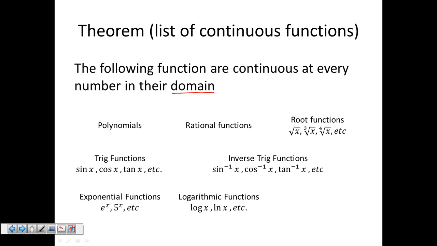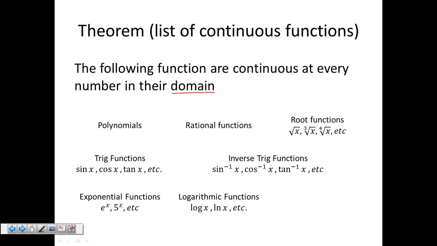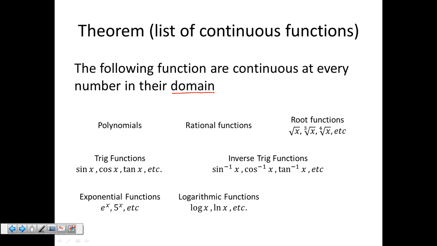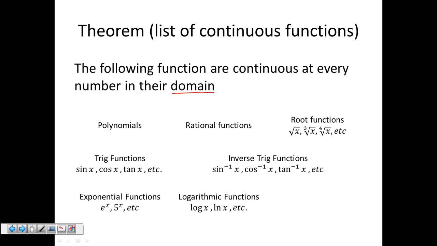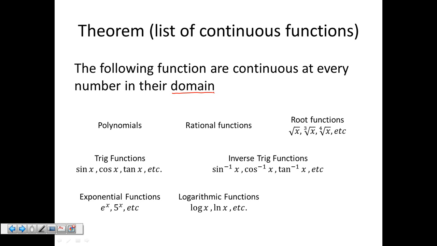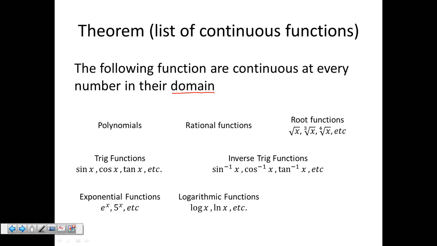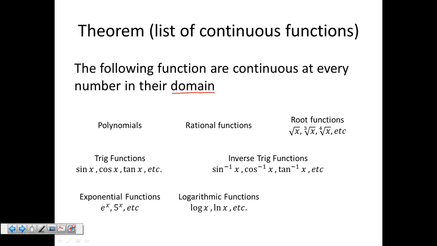Root functions, basically if you can take the square root of it, it's going to be continuous. Obviously we're not plugging in negative values into that square root. We can plug negative values into that cube root. Any odd root we can plug negative values in. If it's an even root we can't plug values in, it's not going to be continuous there. It's actually not going to exist there. But everywhere else they are continuous.